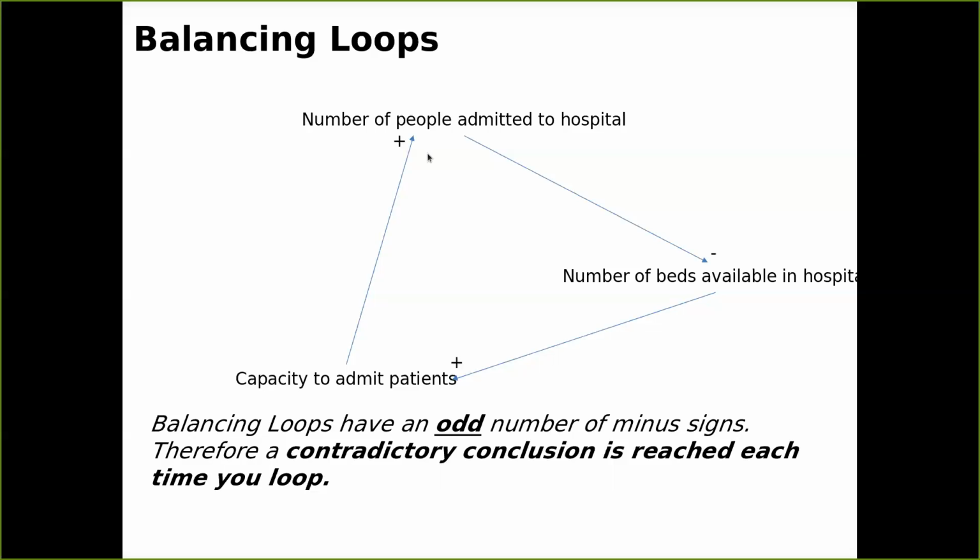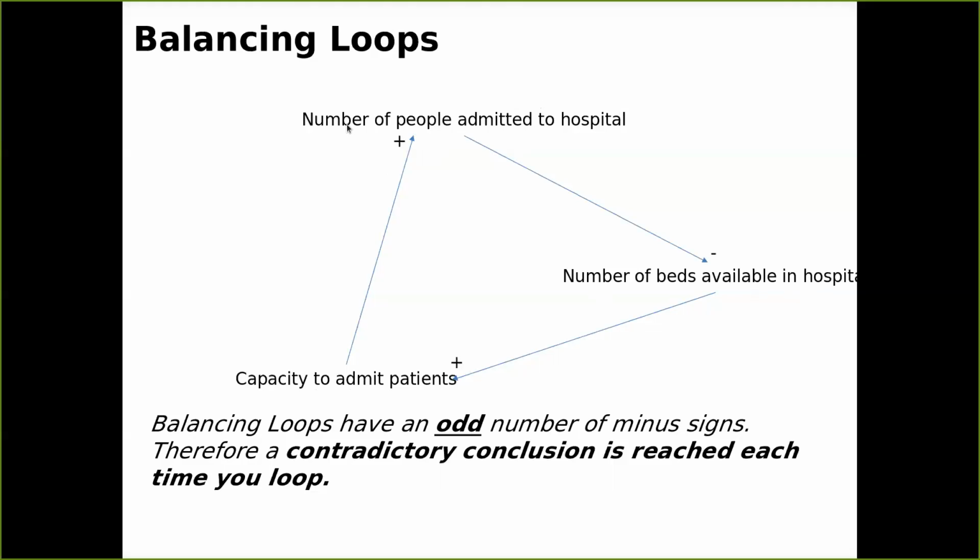So let's think about this as an example. If we've got the number of people who are admitted to hospital, that will influence the number of beds that are available in the hospital. And that in turn will influence the hospital's capacity to admit patients. And that in turn will influence the number of people who are admitted to hospital. Now that's a loop, because everything loops back on itself. But there's a slightly different nature to this loop, because we see a balancing effect.